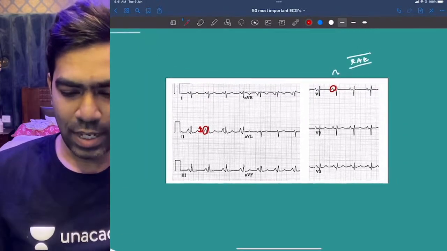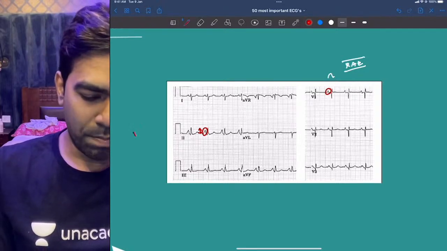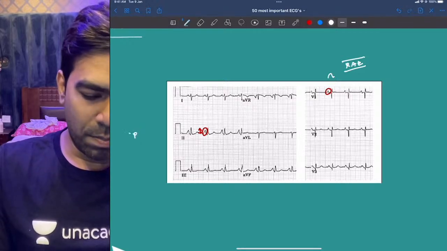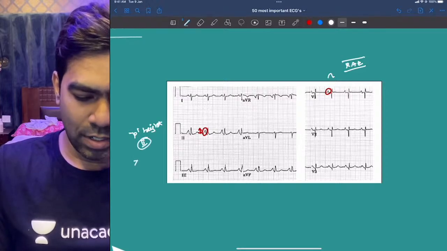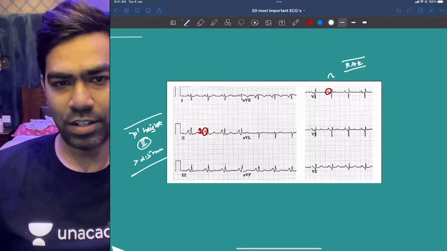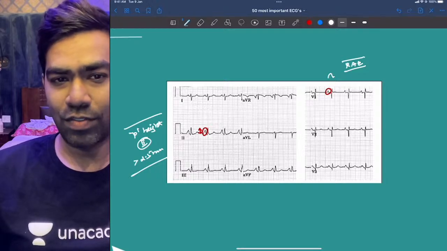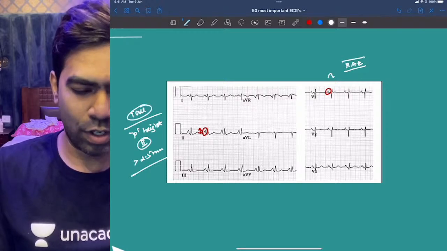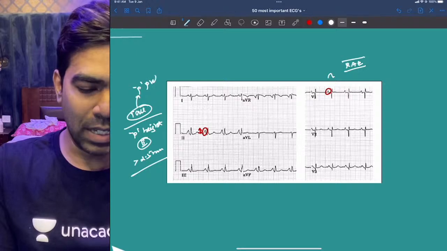What is the criteria to say that it's a right atrial enlargement based on the P wave in lead 2? Remember, if the P wave height in lead 2 is going to be more than 2.5 millimeter. As I told you, P wave length more than 3 millimeter is suggestive of left atrial enlargement. Similarly, P wave height more than 2.5 millimeter is suggestive of right atrial enlargement. So these kind of tall P waves in lead 2 are also referred to as P pulmonale.